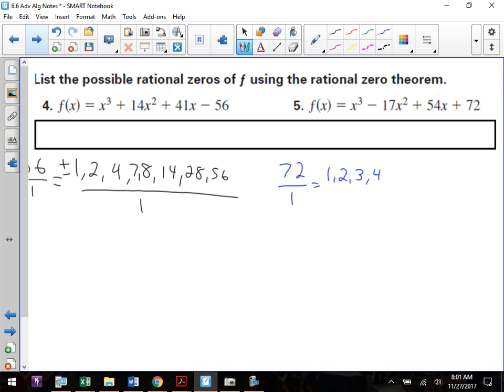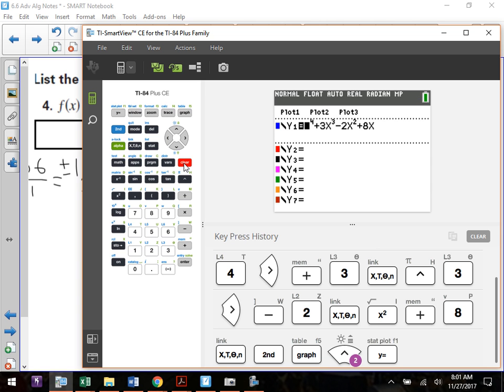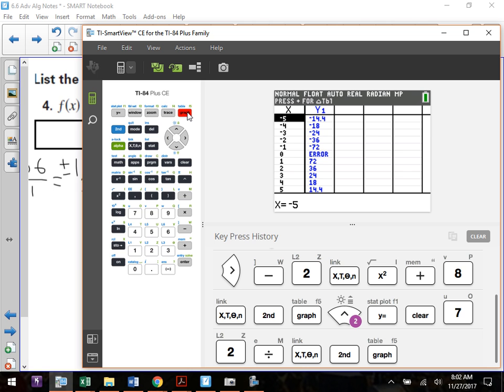The shortcut way to do this, if you are allowed to use a graphing calculator, which means you probably won't be, is you hit y equals. Do 72 divided by x. If you do 72 divided by x, it'll list out all the factors. Then you'll be able to see whether or not it's divisible. See what I'm saying here? That gives you your list of clean factors. 1, 2, 3, 4, 6, 8, 9, 12, 18, 24, 36, 72.